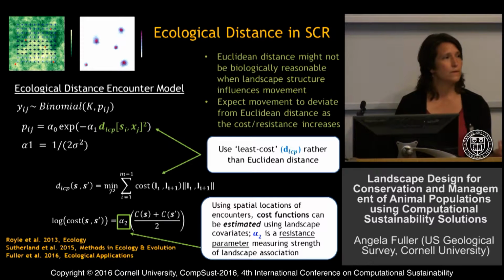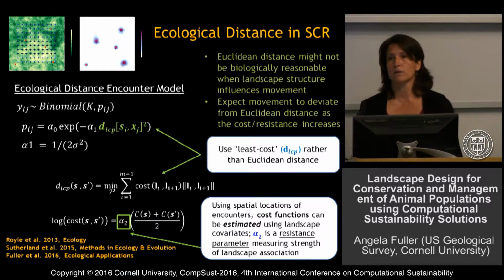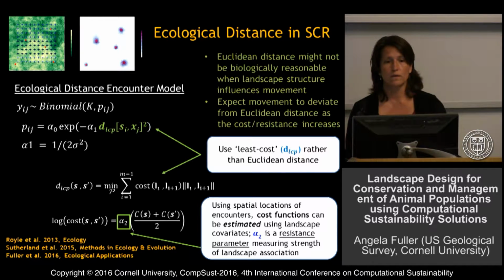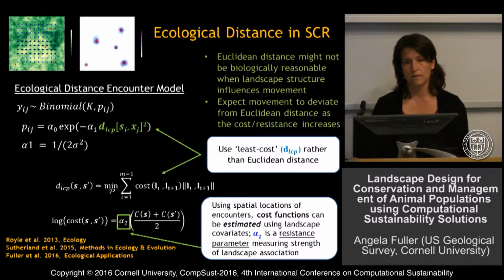And we might expect movement to deviate from this Euclidean distance model as the cost or the resistance of the landscape is actually increasing. And so in this encounter probability model, we can replace the Euclidean distance with an ecological distance using least cost path. And then we can add another parameter to this model, called alpha 2, you'll see that highlighted in green there, and we can estimate a resistance parameter. So that's measuring the strength of landscape association. And so now we have an explicit measurement that we can use about animal movement around home ranges to estimate landscape connectivity.